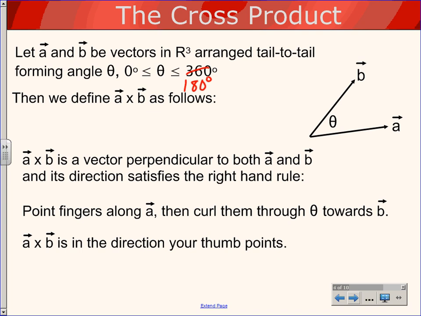In this case, point the fingers towards A, curl towards B. Your thumb should be pointing right back up at you. So for this picture here, the direction would be towards us. If I draw this, if I call that one vector A and that vector B, so the order is now a little bit different. In order to actually point your fingers along A and curl them through theta, the only way to do that is to point your thumb in. Your thumb has to go into the page.